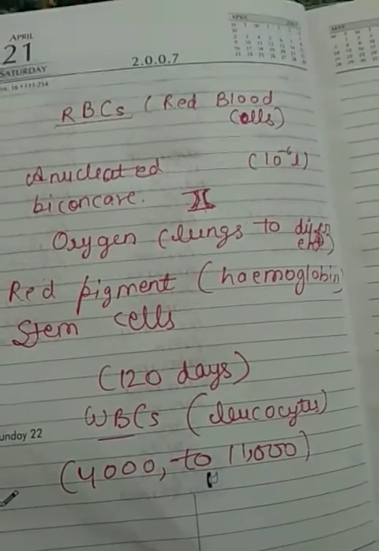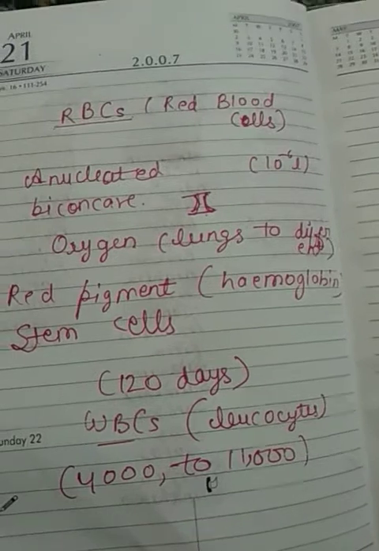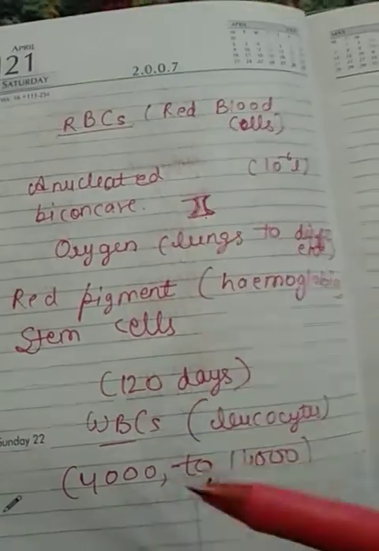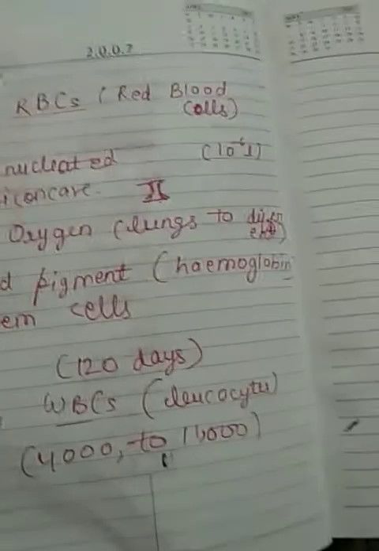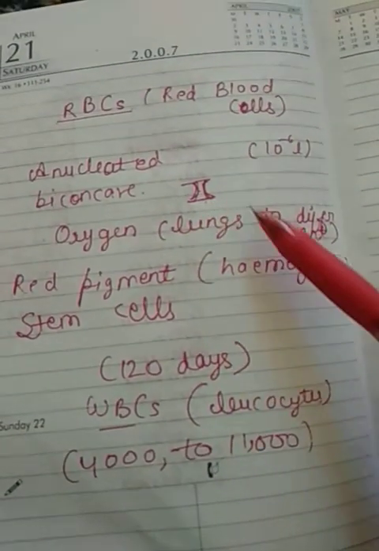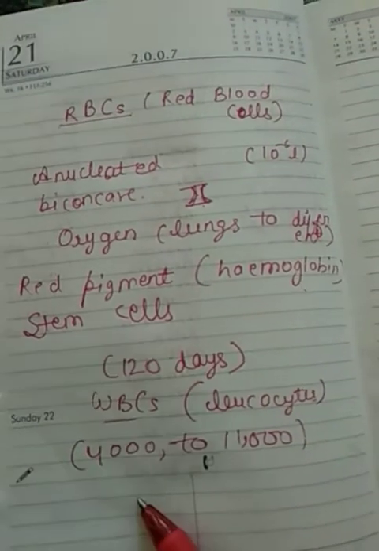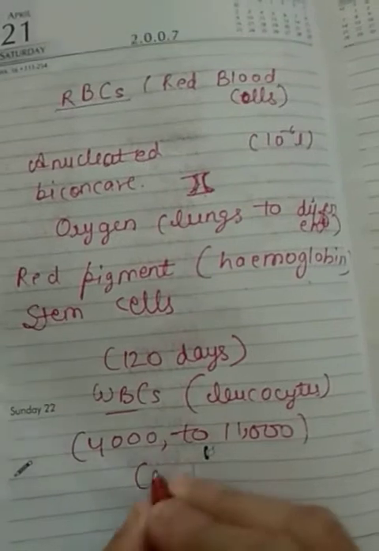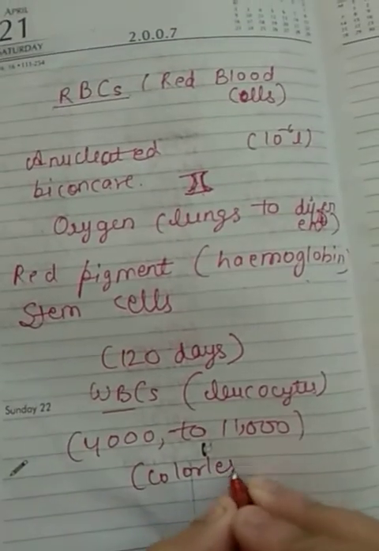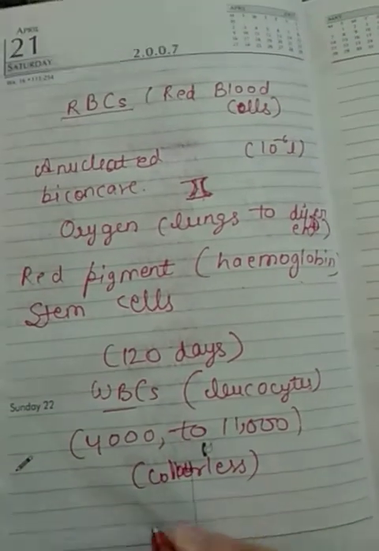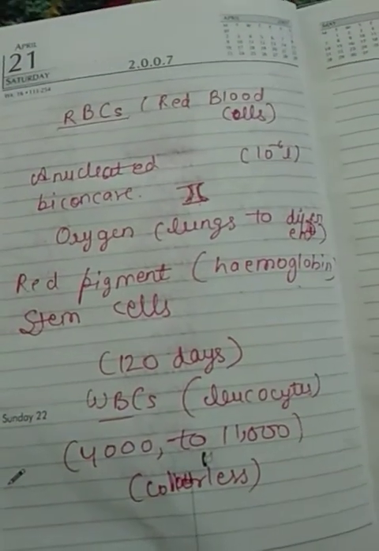They have a nucleus in their cells. In case of RBC, they do not have a nucleus, but WBCs have a nucleus, and they are colorless. RBC has red color due to the presence of hemoglobin, but WBCs have no color, they are colorless. But the most important job is that they help to fight infection and build the immune system of the body.